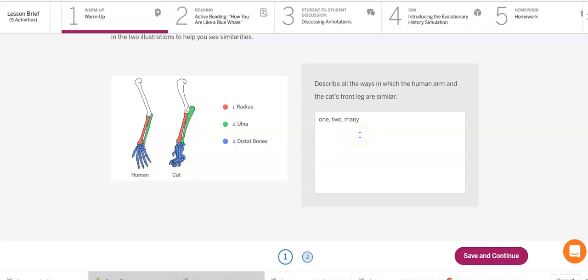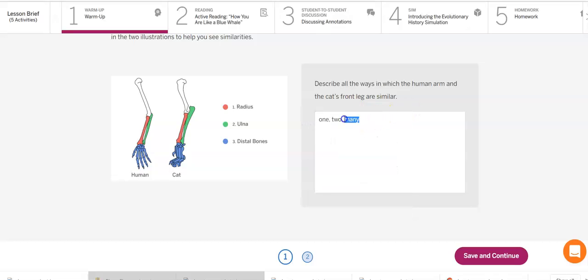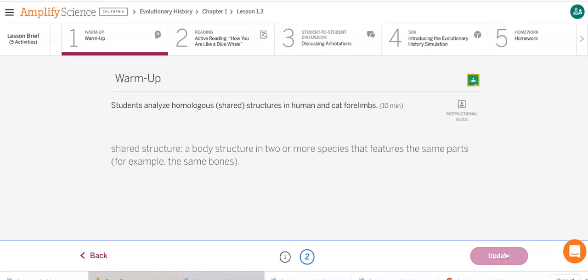So even though we don't walk on our hands like cats do, if you look at them, they're very similar. So when you are working on this after this video, I want you to go into more description. Don't just write what I said. Describe all the ways in which the human arm and the cat's front leg are similar. All right? Another shared body structure.